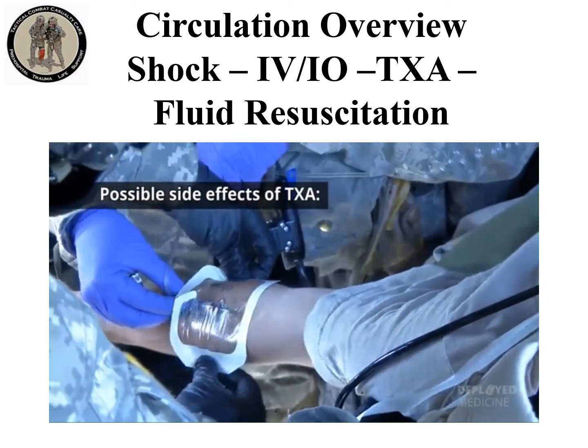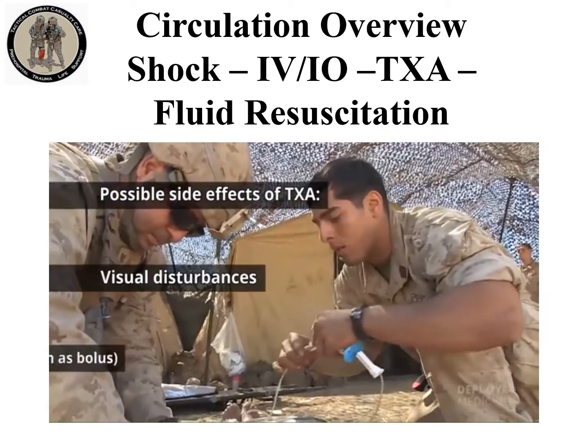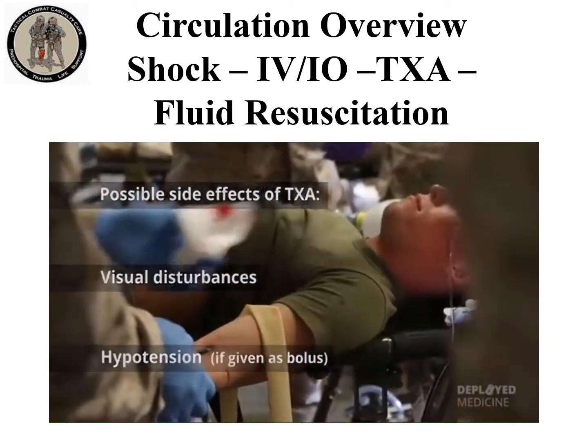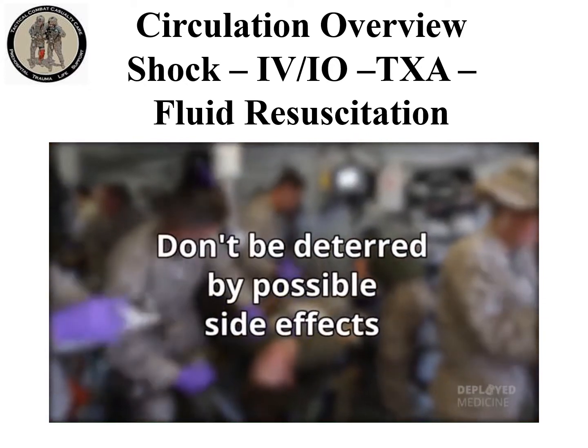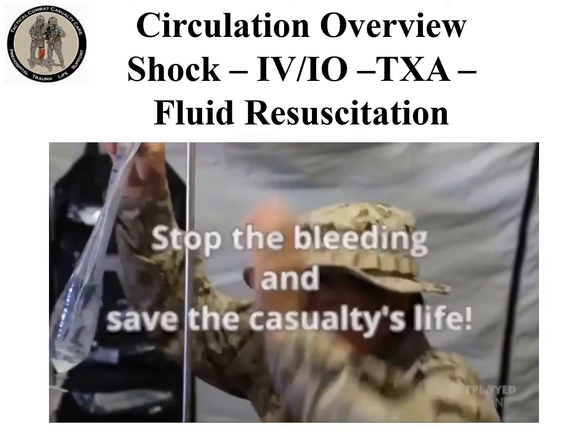Possible side effects of TXA include nausea, vomiting, diarrhea, visual disturbances, and hypotension if given as a bolus. Do not be deterred by possible side effects. The important thing is to stop the bleeding and save the casualty's life.